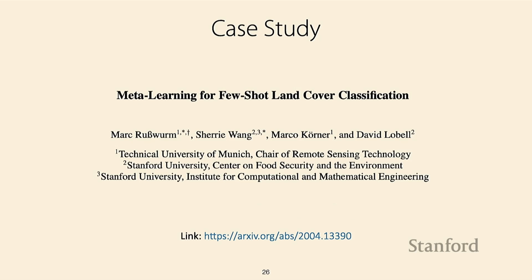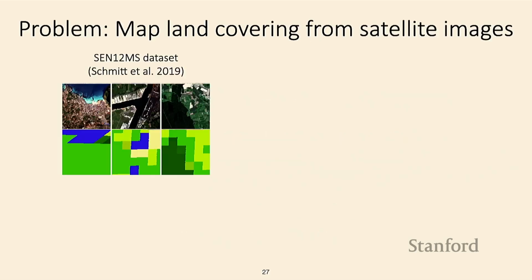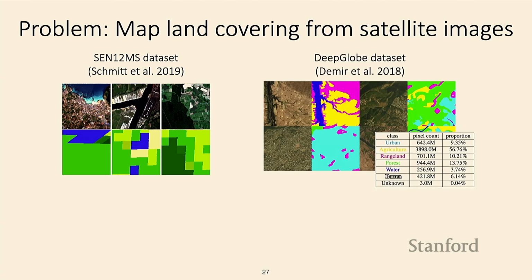This is some work that they did on land cover classification. The motivation is that if you have a satellite image, it's useful to be able to predict how the land is being used. This can be used for urban planning, for understanding how things are changing over time. But it's very expensive to label these satellite images, as you might imagine.